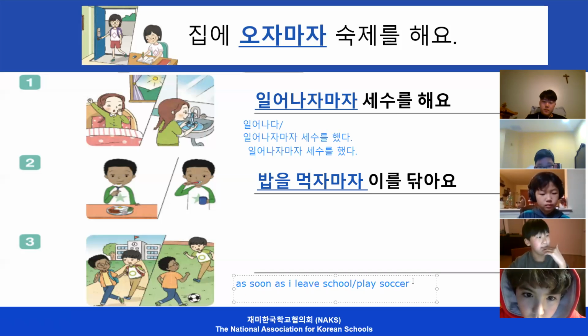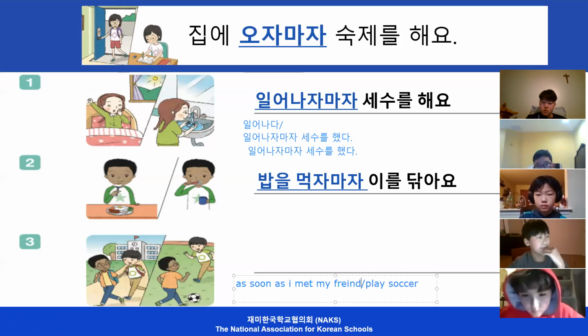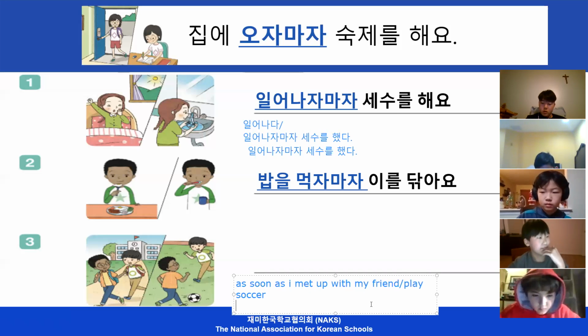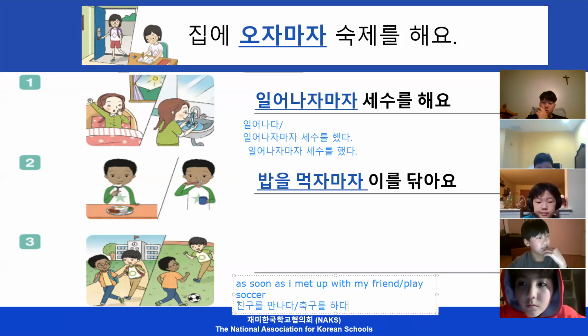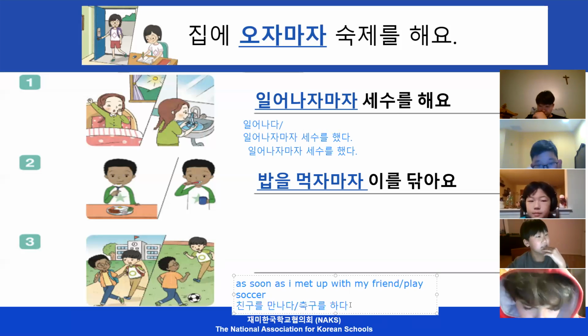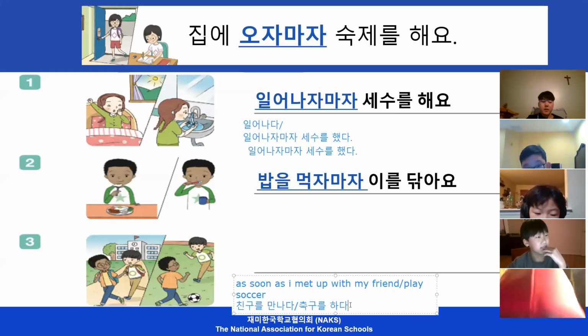So I would say, how about we just say "as soon as I met my friend"? Is that easier? Let's do that. Okay. So in this case, the verbs would be 친구를 만나다 slash 그다. Okay. So now these are the two verbs. Now you can try to make a sentence out of that.